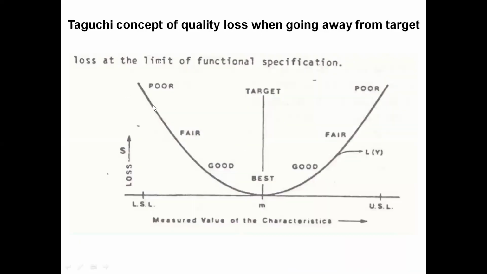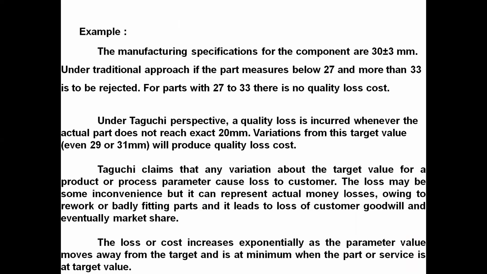Seeing the graph, over it is a loss, upper specified limit, lower specified limit, target, poor, fair, good, best, good, fair, poor. But it is okay. But I need this one only. So whichever target component or quality characteristic goes away from the target is a loss to quality. That is called the quality loss function of the Taguchi.